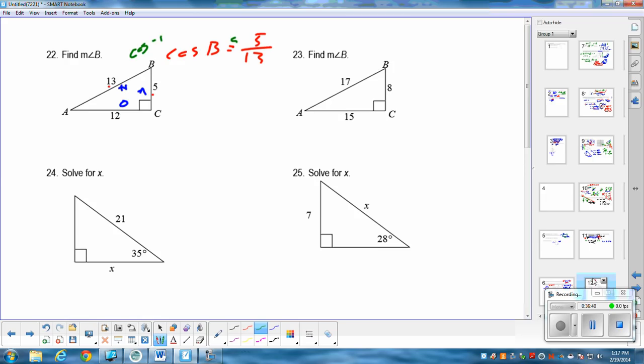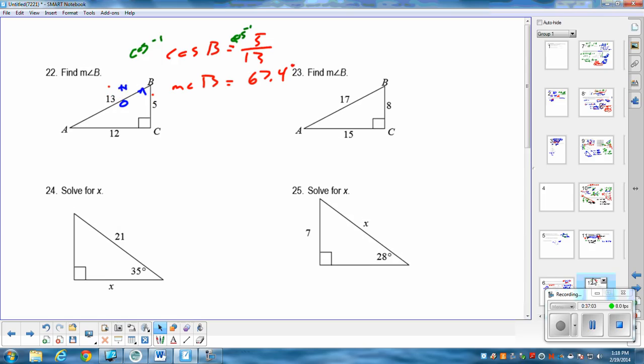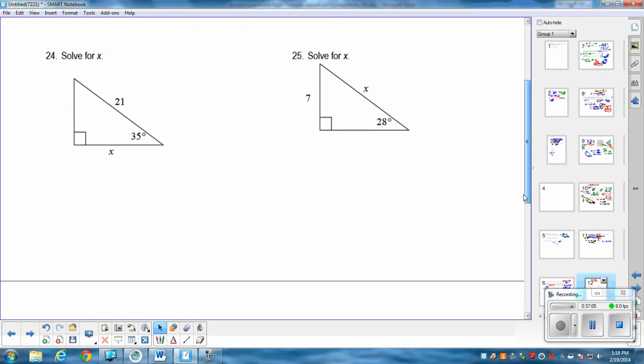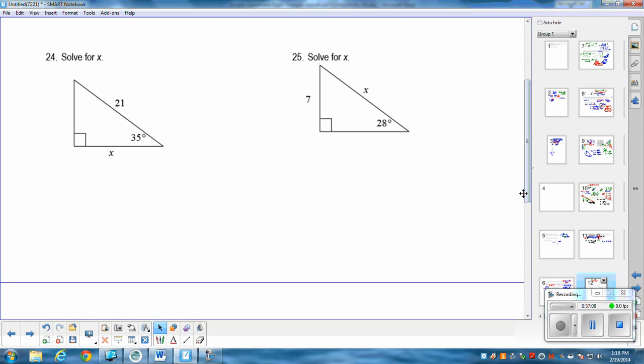Cos negative 1, or arc cos, to both sides of the equation clears the cosine and leaves you on the right side 67.4-ish degrees. 23 is just like 22. I'm not going to do that with you. 24 and 25, again, similar kinds of problems.